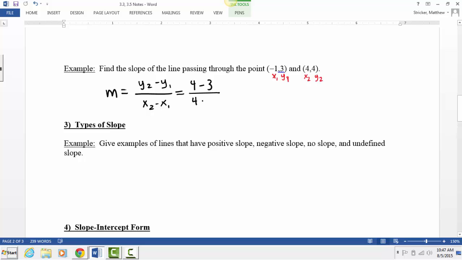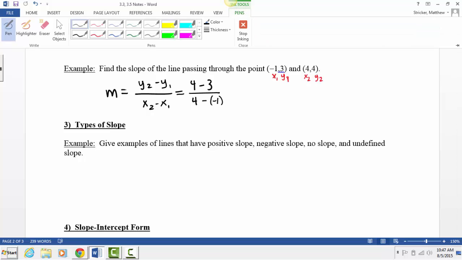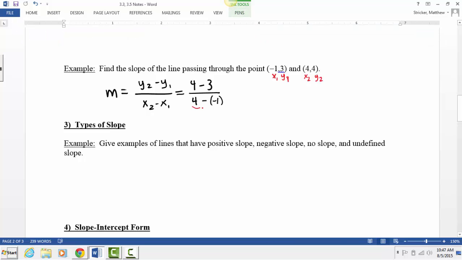This is where you have to be careful with the signs. We're subtracting, and then x1 is a -1, which really means here, of course, that we are taking 4 plus 1. So if I simplify this, 4 minus 3 is 1 on the top, and then the run is 4 plus 1, which is 5. So the slope is 1/5.